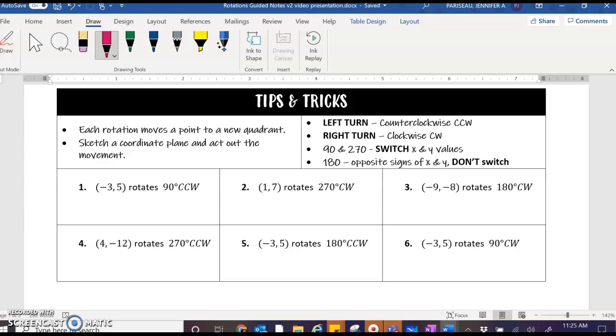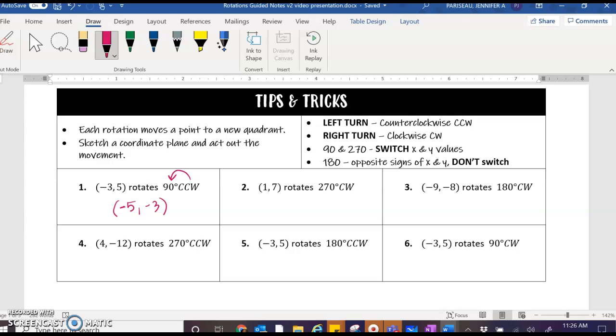So for example, -3, 5 rotates 90 degrees counterclockwise. So what I'm going to do, counterclockwise, I'm going to draw my arrow. Okay, that means that I have to turn to the left. Okay, I have to do this because I'm a visual learner. I cannot keep this straight. So because it's a 90, I know that they're going to flip. So my first thing that I'm going to do is flip them. All I did was flip them. I switched their places. And then remember, it turns to the left. So that means that my new X value is going to get a negative sign placed on. And that's it. That would be the new location of that point after it undergoes a 90 degrees counterclockwise rotation.